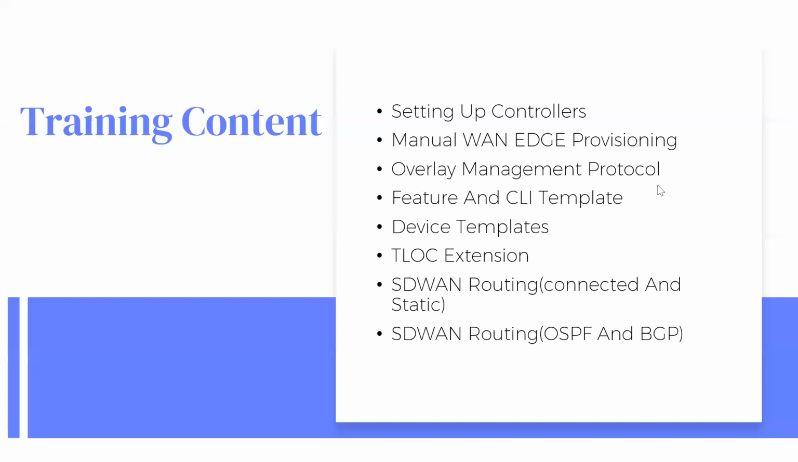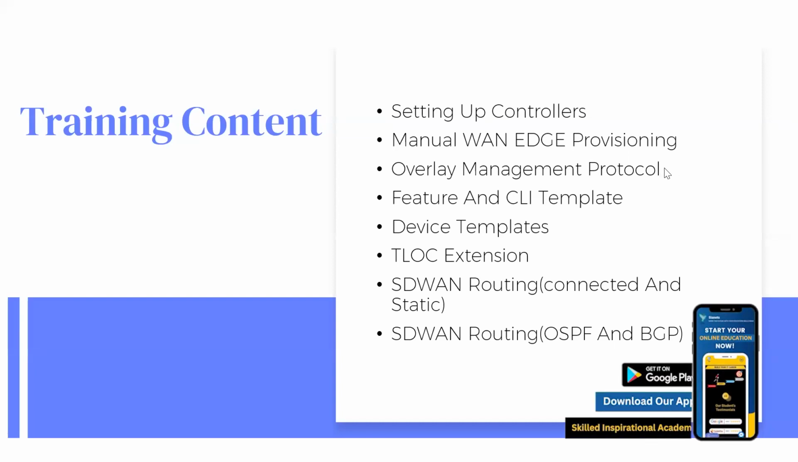So the overlay management protocol. Whenever the WAN edge router is onboarded, it will advertise its connected, static, and OSPF routes. Based on the configuration, it will send those routes via the overlay management protocol to the vSmart. Now vSmart will send those routes to the other remote sites based on the configuration. So it's the overlay management protocol which is responsible for route exchange, okay, and so on.